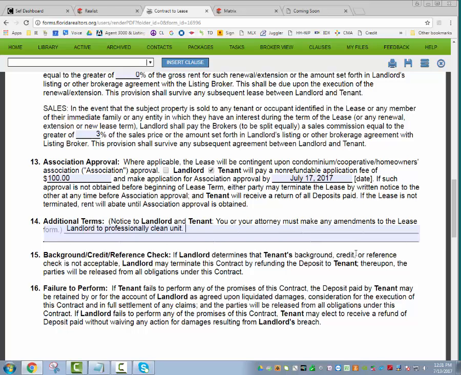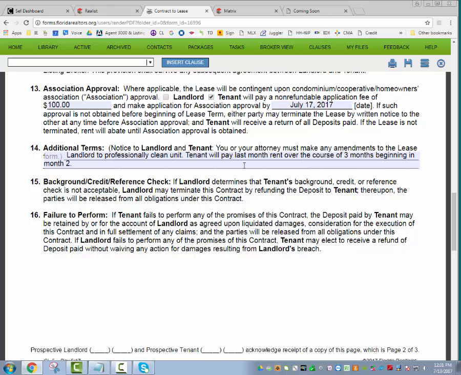So this is a good place to put: tenant will pay last month rent over the course of 3 months beginning in month 2. Okay, and that makes it very clear that the tenant will be paying 3 months in total. They're not trying to only go in with 2. They will pay the 3 months, but they need a little time. These terms are always negotiable. So this is where you would put anything like that.